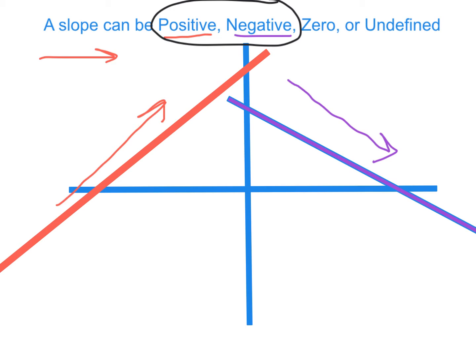I'm a skier, so I think of it as a ski slope. As we read from left to right, I'm going up the chairlift and increasing my altitude. And as we read from left to right on a negative slope, I'm skiing down and I'm decreasing my altitude.